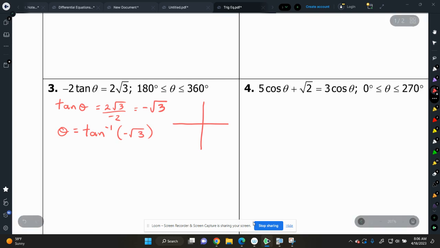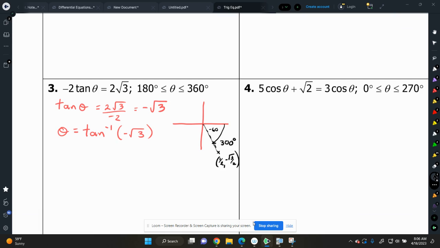That means I'm looking at going this direction 60 degrees. Okay, so there's my negative 60 degrees, which is actually 300 degrees, right? Well, what's the coordinate there? We're looking at 1/2, negative root 3 over 2. That's the coordinate there. So when the calculator gives me negative 60 degrees, basically what that's telling me is that 60 degrees is my reference angle.